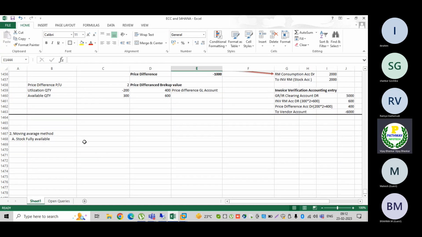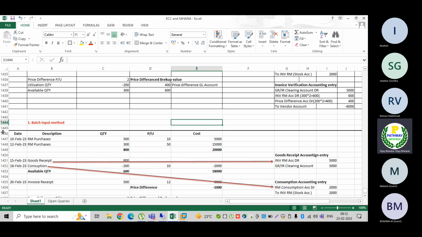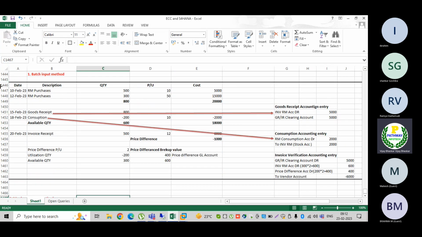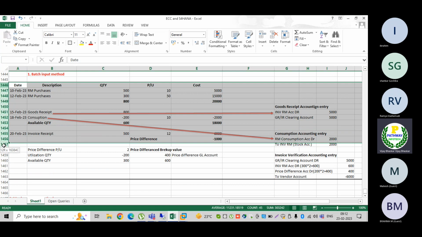Now, moving average method. So the moving average method, now let me take the same example here also. How the moving average method will work here. So under the moving average method, the stock fully available.